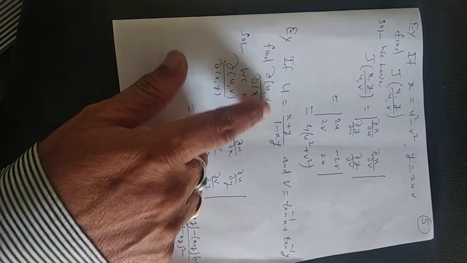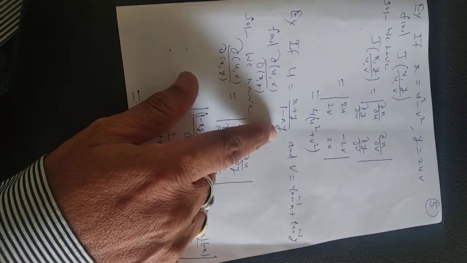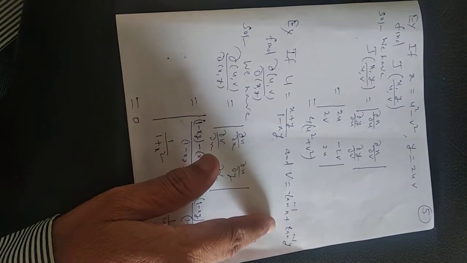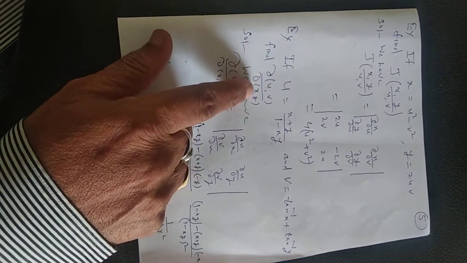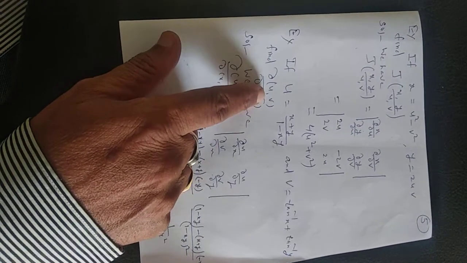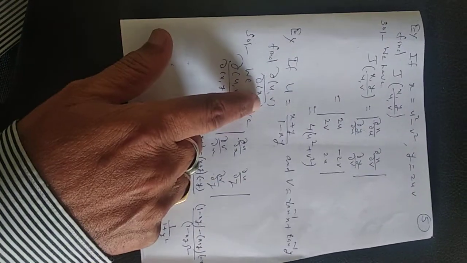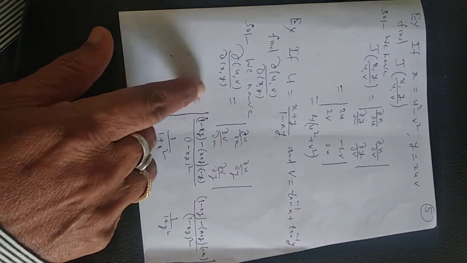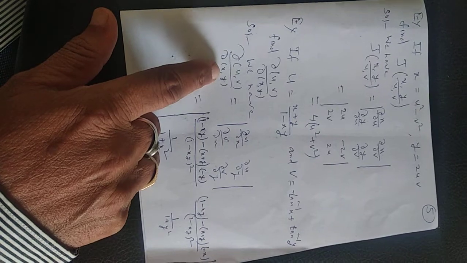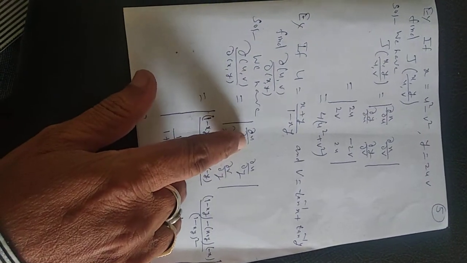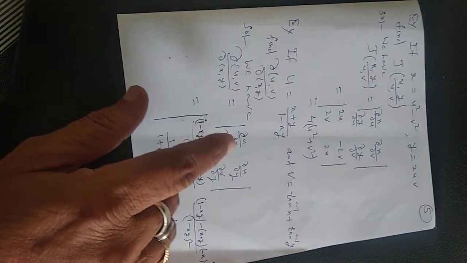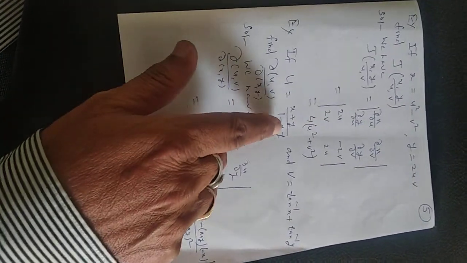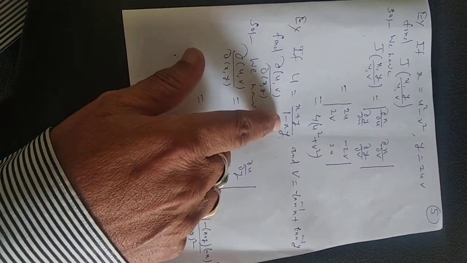Next example, if u equal to x plus y upon 1 minus xy and v equal to tan inverse x plus tan inverse y, find Jacobian of u, v with respect to x, y. Jacobian either we write like this or we write like this. So here Jacobian of u, v with respect to x, y is again u_x, u_y, v_x, v_y. So u is x plus y upon 1 minus xy.